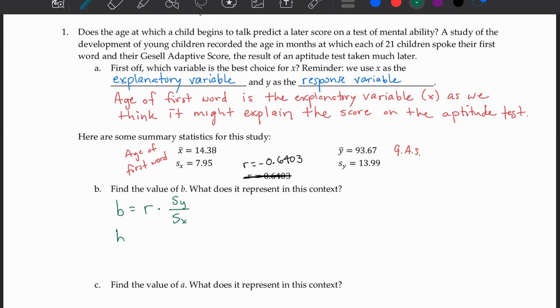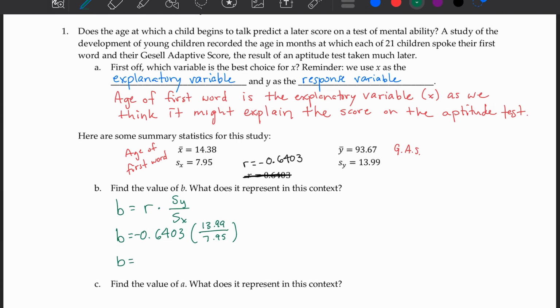And we're going to plug in the values that we have right here, which is negative 0.6403 times 13.99 over 7.95. Go ahead and grab your calculator and calculate that really quickly if you need to. What you should have found is that you get about negative 1.1267. We'll just go to 2 decimal places here. Great. So now we have to represent what this means in context.